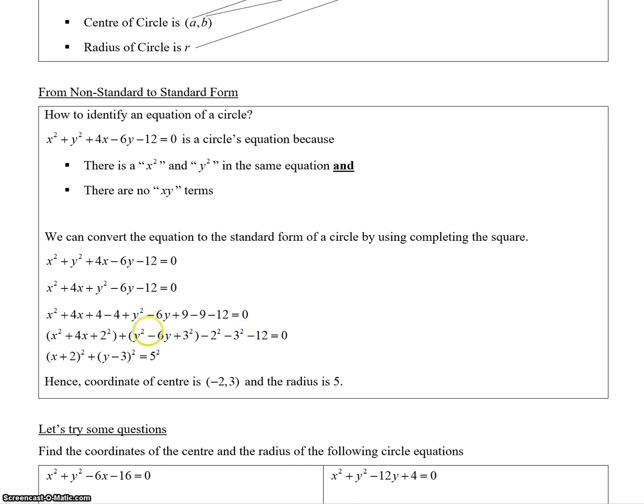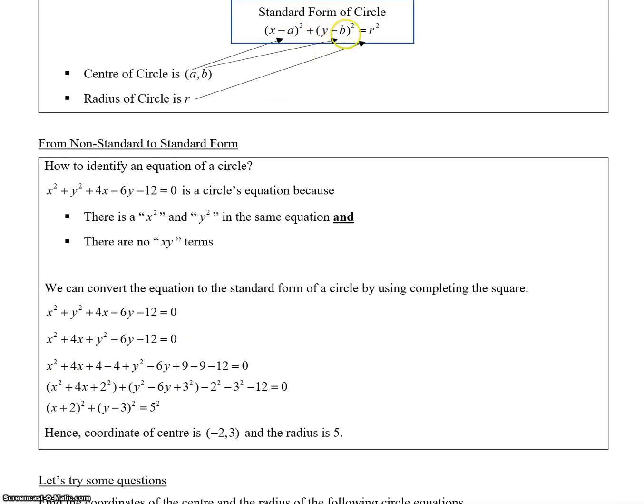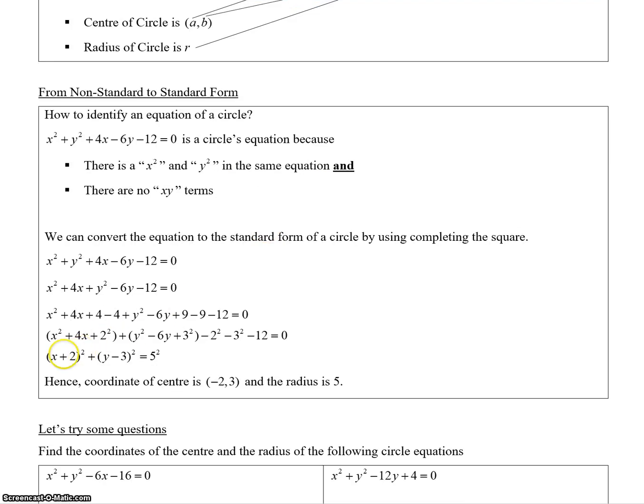After I shift things around, from here to here I complete the square, from here to here I complete the square, and then I have 5 squared, with everything shifted to the right. With this done, you can see that it looks exactly like the standard form. Just by looking, you know that the x coordinate of the center is -2, the y coordinate is 3, and the radius is 5. So this is the conclusion.